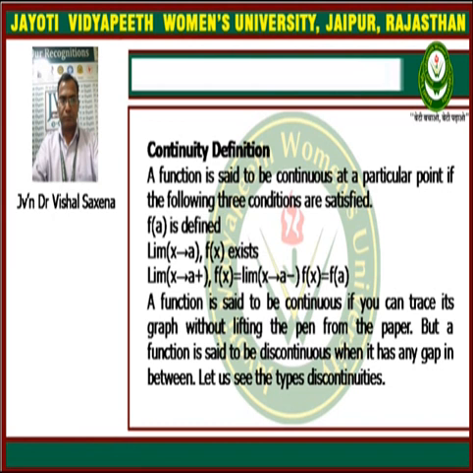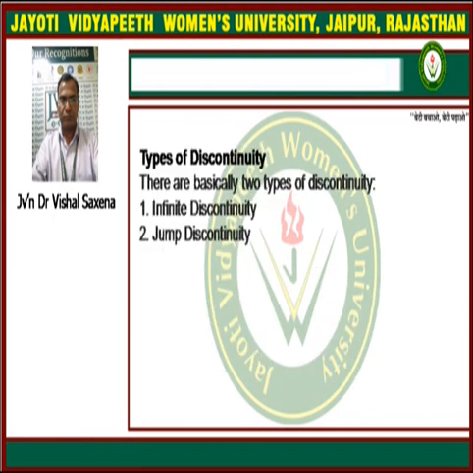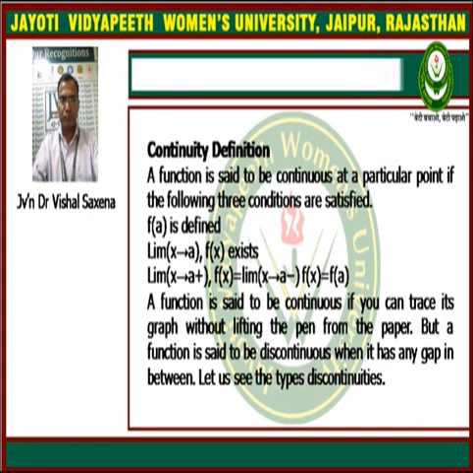Now next we can define the discontinuity of the function. A function is called discontinuous if it is not continuous at a point. A function is said to be continuous if you can trace its graph without lifting the pen from the paper, but a function is said to be discontinuous when it has any gap in between. Graphically, there will be some gap between the curves, and it is called discontinuous.